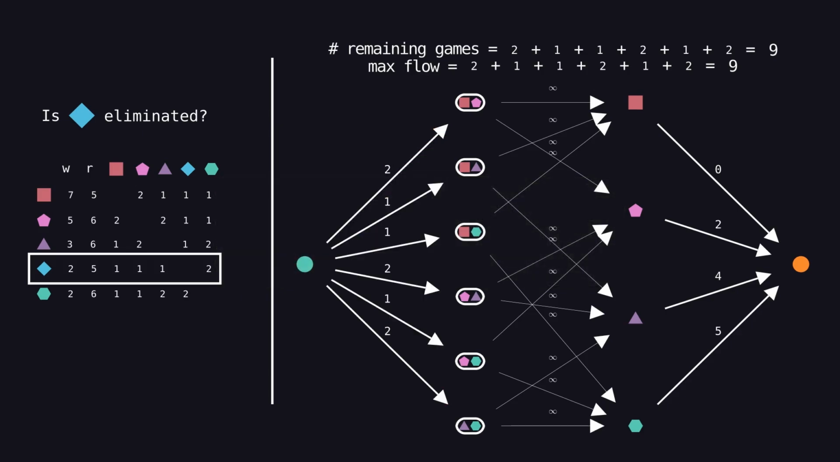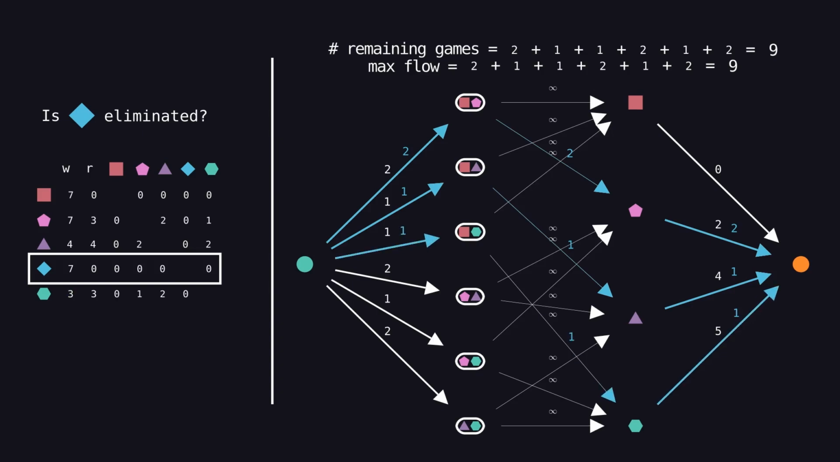In this case, we can distribute the wins of the other teams' remaining games in this way. Firstly, we assume Diamond wins all its remaining games. Square and Pentagon have 2 games against each other. We need to let Pentagon win both of these, because Square cannot win any more or eliminate Diamond. Square and Triangle have 1 game, again, Triangle must win, and Hexagon must win their game against Square too.